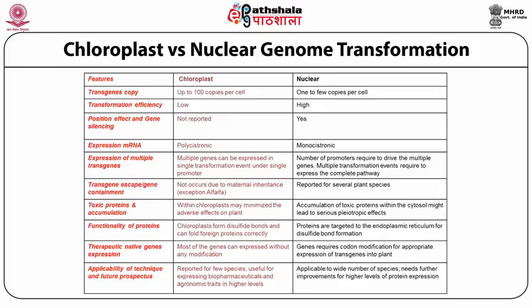In chloroplast transformation, everything takes place by homologous recombination. So you know where the gene is integrating and what the site of integration is. So there is no position effect here.